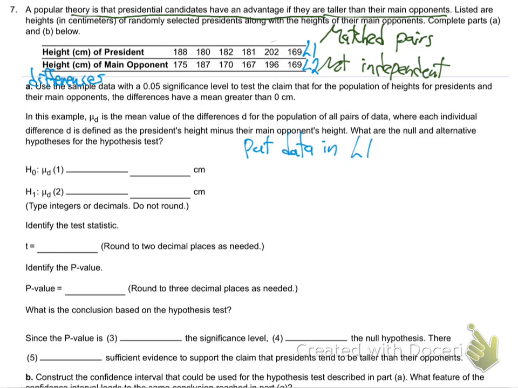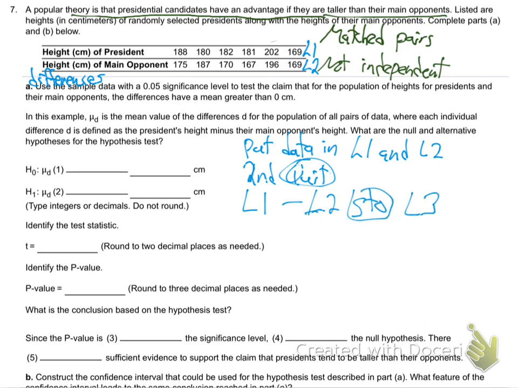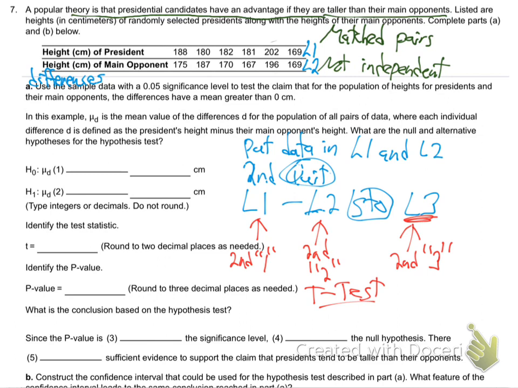put data in L1 and L2, and then you go second, quit. You quit that screen, and you go L1 minus L2 stored in L3. So you store that in L3. Remember how you get this? You hit second 1, second 2, second 3. So now you've stored all the differences in L3. And then you go t-test on your calculator.